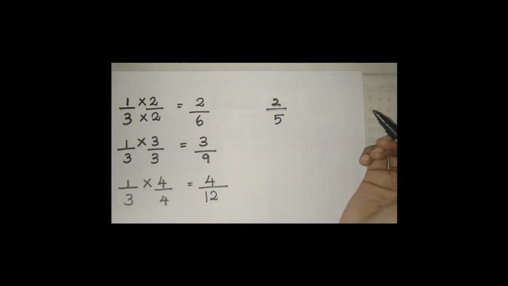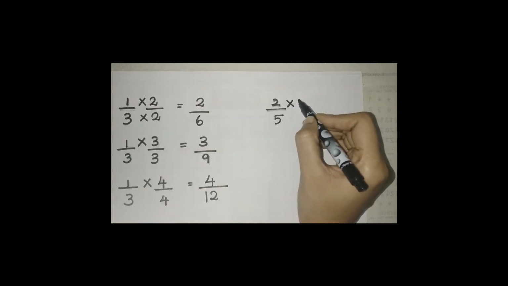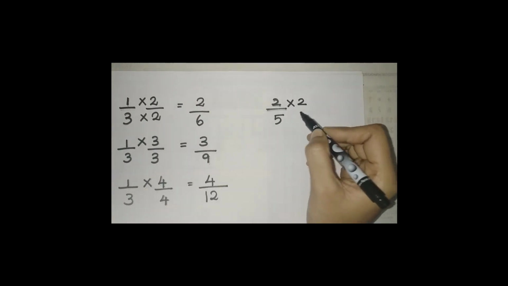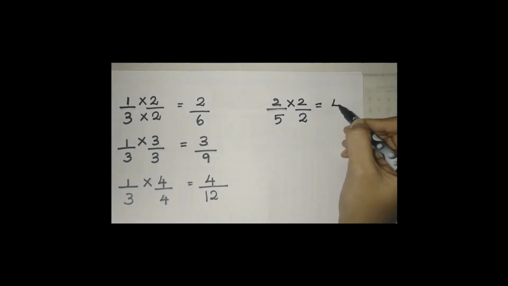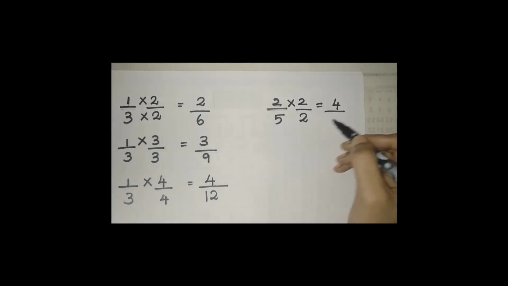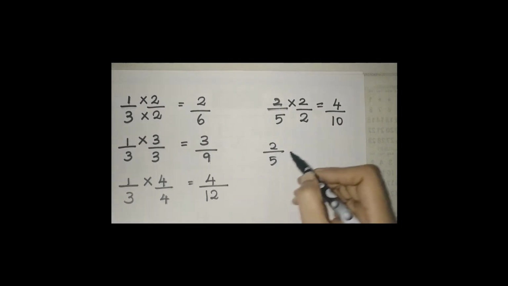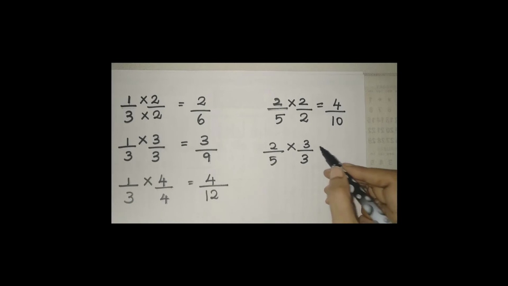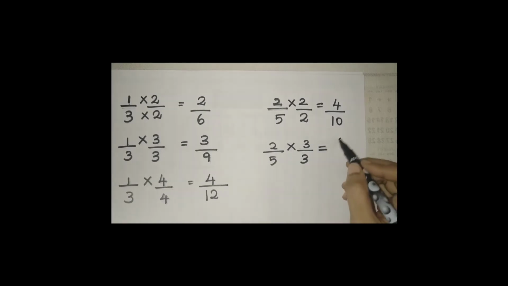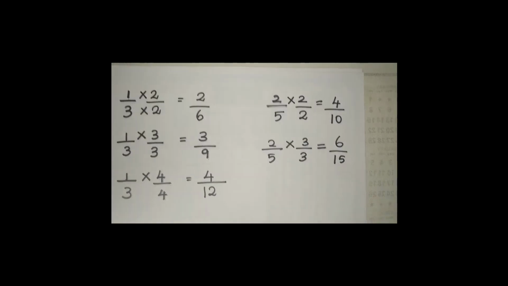So tell me any number. Yeah, you take 2. So let's take 2. So multiply the numerator by 2 and then the denominator by 2. So 2 2s are 4 and 5 2s are 10. Correct. Next, 2 by 5 into 3 and denominator also you have to multiply by 3. So 2 3s are 6. 5 3s are 15. Yes, very good.